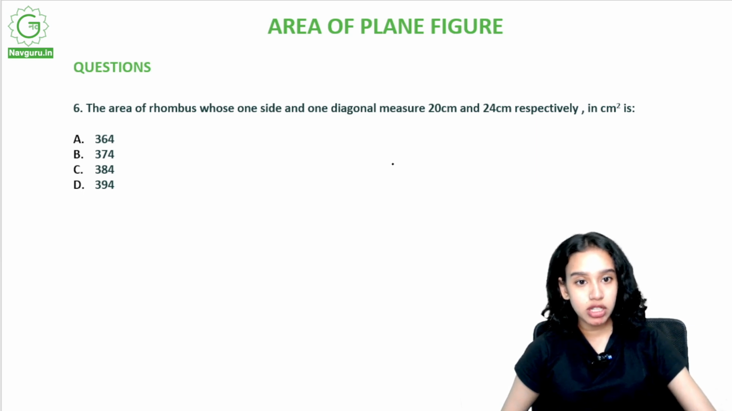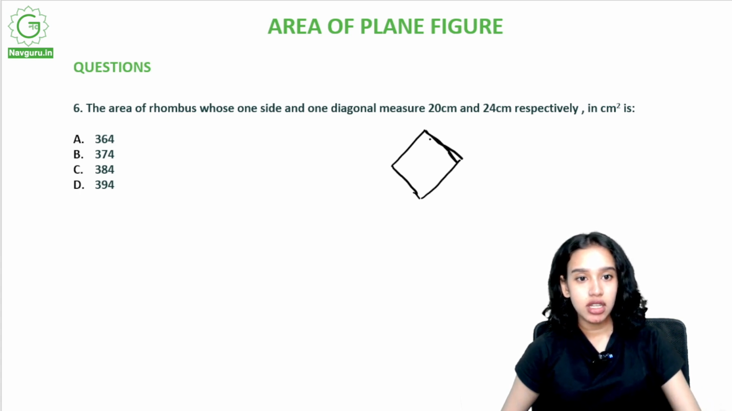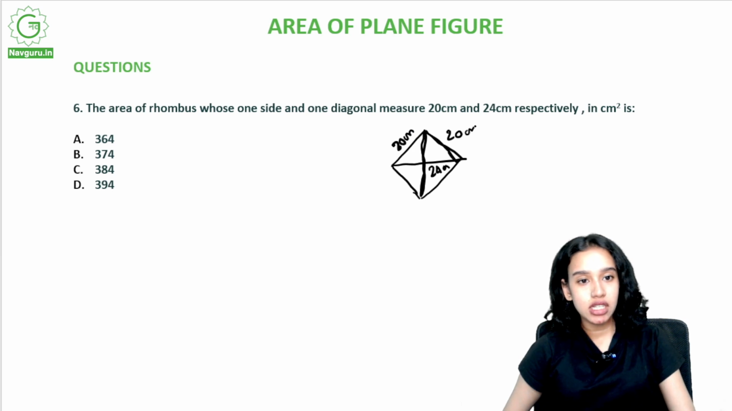So we know the measure of one side and one diagonal. Let's say this is a rhombus, so all sides are equal. One diagonal is equal to 24 centimeters and the other we don't know. One side is 20 centimeters, so all these sides are 20 centimeters each. Now if this total length is 24 centimeters, this length would be 12 centimeters.